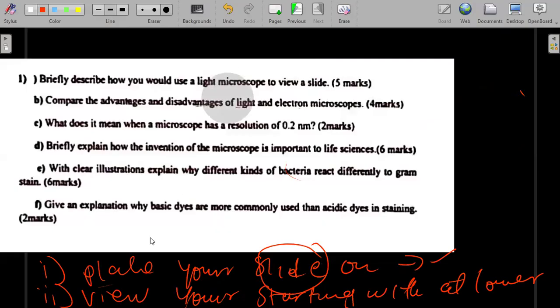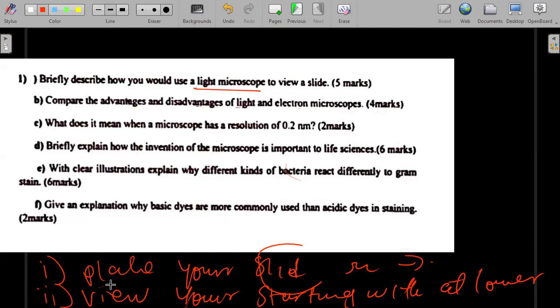Okay. So you put your specimen on a slide, then you put it on stage. You view it starting with the low power there. That's the next thing you do. Okay. So we have 2 points there. What's the first step you take when viewing your slide using a light microscope? Apart from these two mentioned, what's the next step?